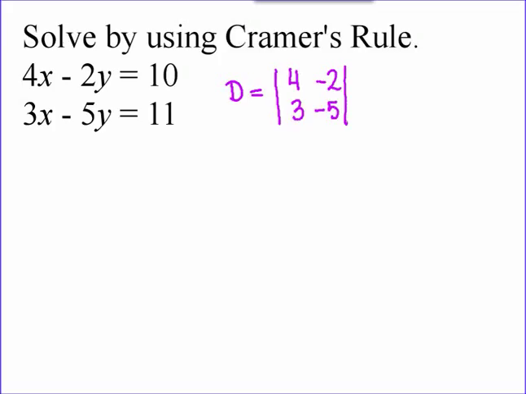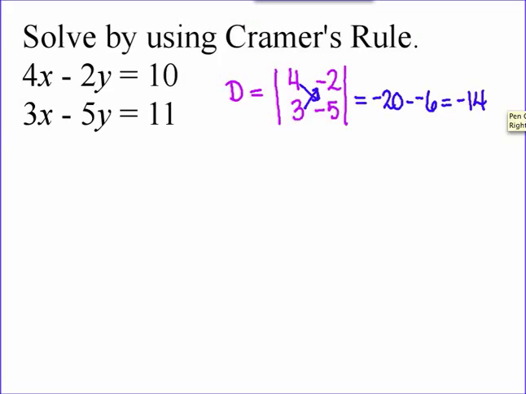So big D is always just going to be whatever's to the left of the equal sign. So now all I need to do is find that determinant. We learned that from yesterday. So from yesterday, I'm going to take this diagonal here, which gives me -20, minus this diagonal here, which is -6. So big D is what value? -14. Okay. Did you get it squeezed in there? Okay.